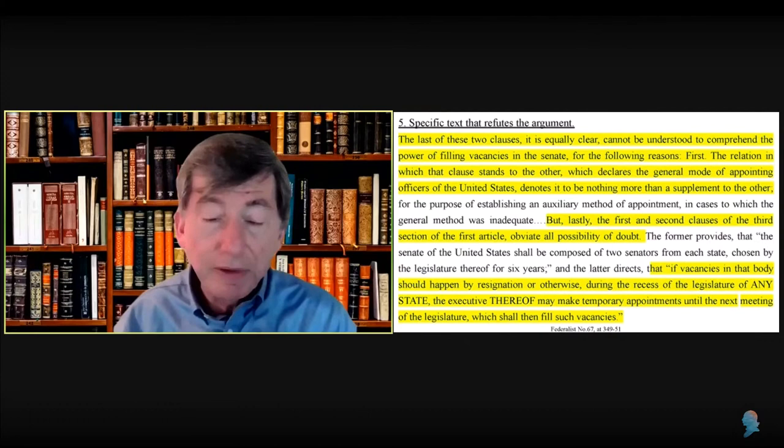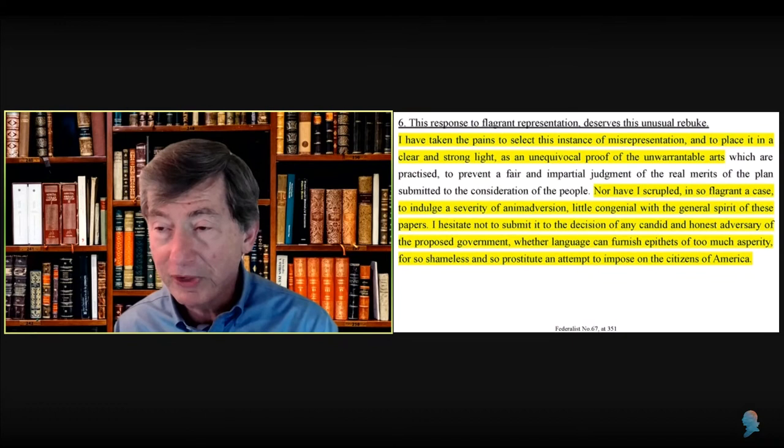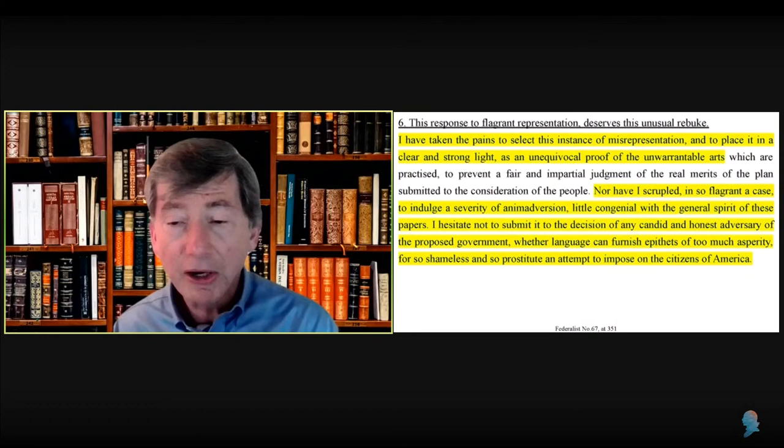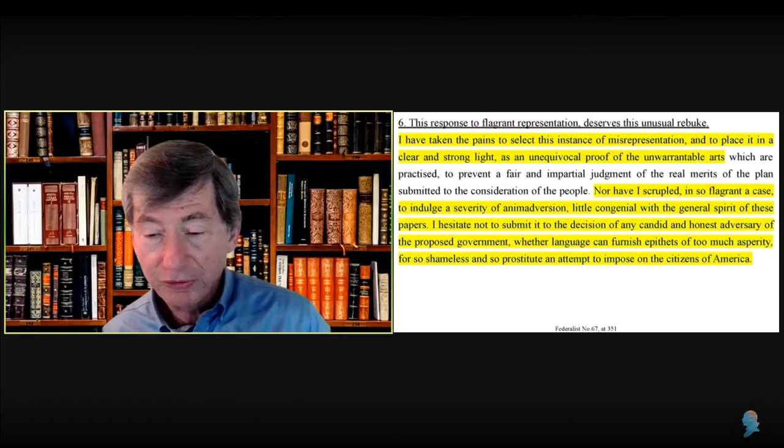But here he goes on. I've taken the pains to select this instance of misrepresentation and to place it in a clear and strong light as an unequivocal proof of the unwarrantable arts of argument they're using. Nor have I scrupled in so flagrant a case to indulge a severity of animadversion little congenial with the general spirit of these papers.